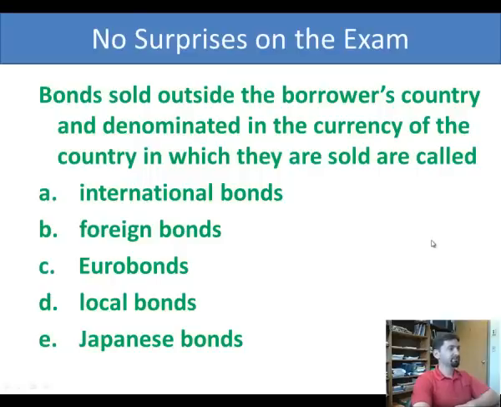Now here is your question, and the correct answer is foreign bonds, B.